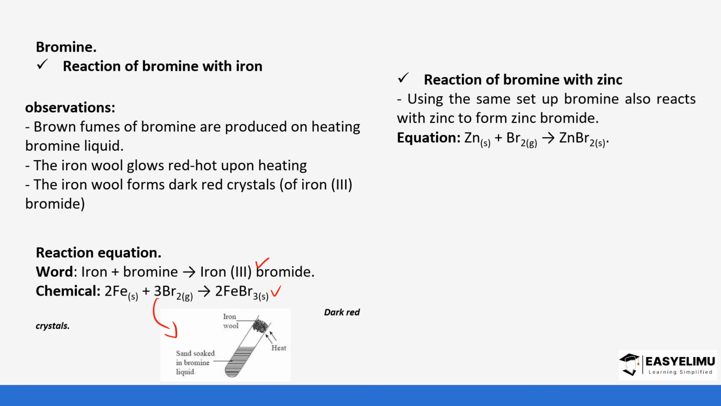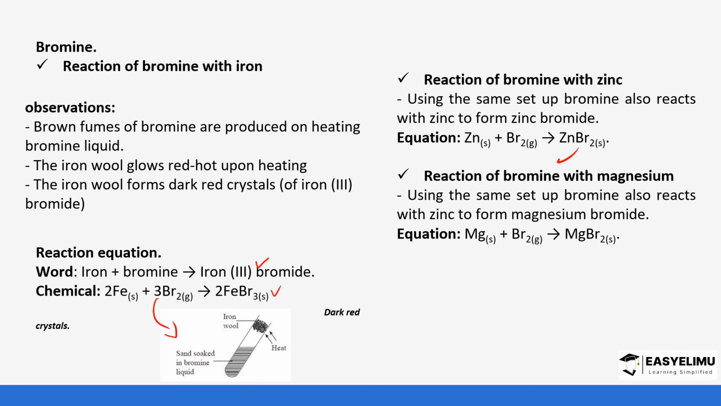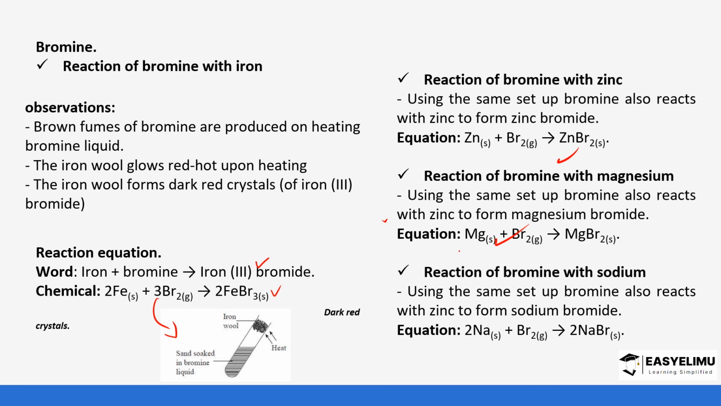When bromine reacts with zinc, it forms zinc bromide as well. And you can see also in the equation, so it forms zinc 2 bromide. That's the highest oxidation number. Bromine also can react with magnesium to form magnesium bromide, and this is the equation for the reaction. Bromine also can react with sodium in the same setup to form sodium bromide. So this is the equation.